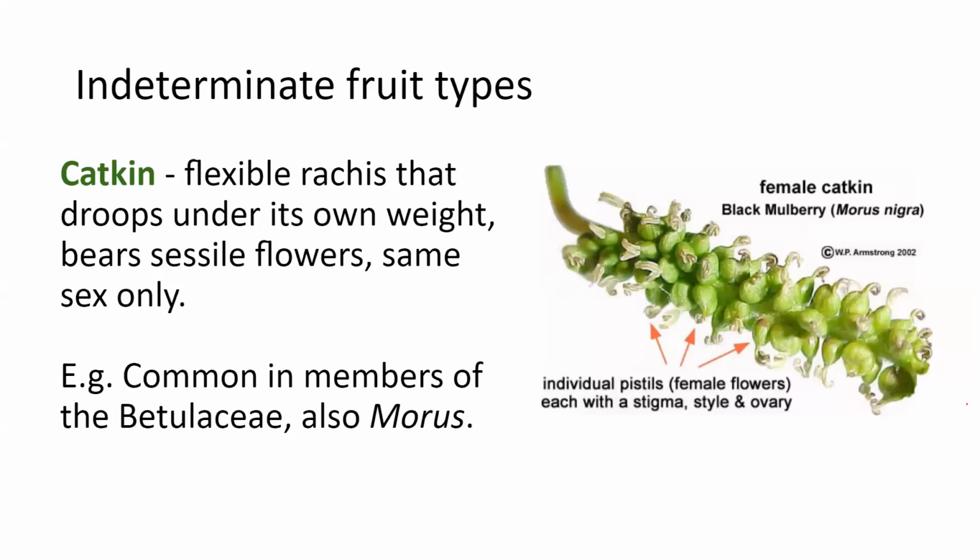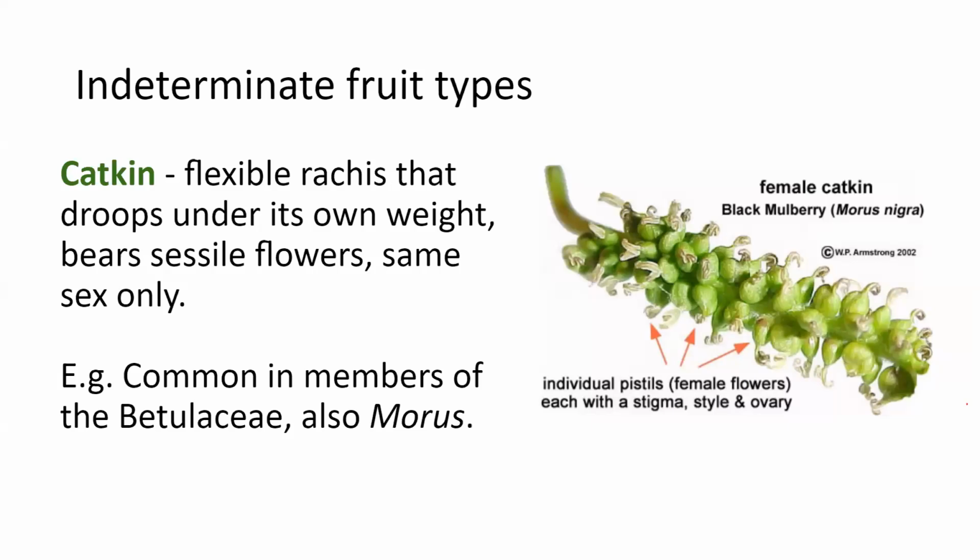We have an example of a catkin. This is a flexible rachis, so it's not as stiff as a normal rachis. And so it's flexible enough that it droops under its own weight and also has sessile flowers, but these flowers are same-sex only. So that means these flowers are either monoecious or dioecious. And this is a common trait in members of the Betulaceae, so our Carpinus caroliniana.